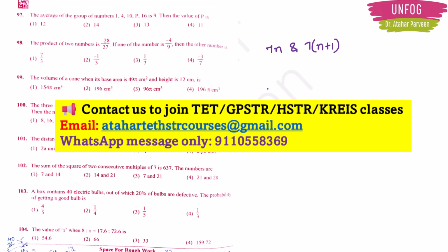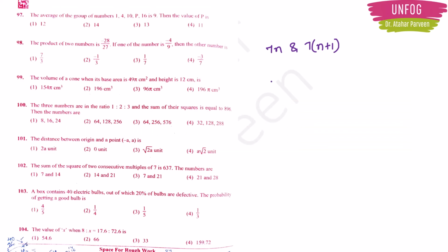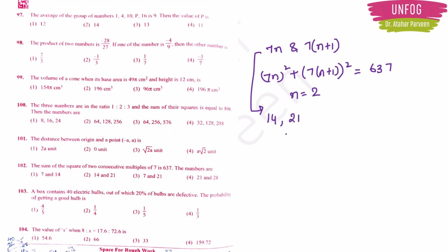Okay, so coming back to question number 102, the sum of the square of two consecutive multiples of 7. The numbers 7n and 7 into n plus 1, the sum of squares will be 637, right? So you have to do squares. 7n whole square plus 7 into n plus 1 whole square. So this is going to be 637. If you calculate by doing simplification, you will get n is equal to 2. So once you have n is equal to 2, your first number will become 14 and the second number will become 21. Correct, right? So option 2 will be the correct answer here.